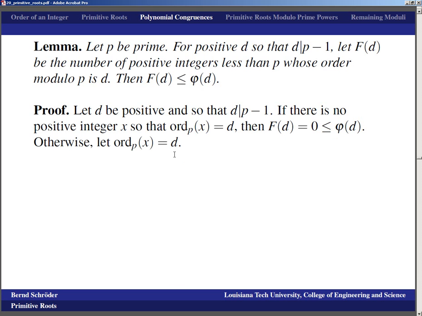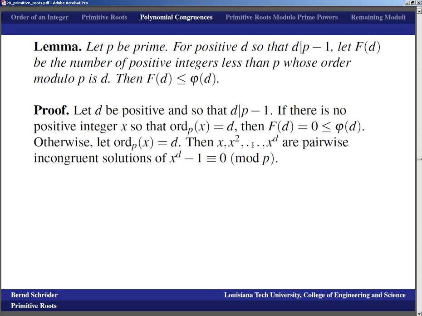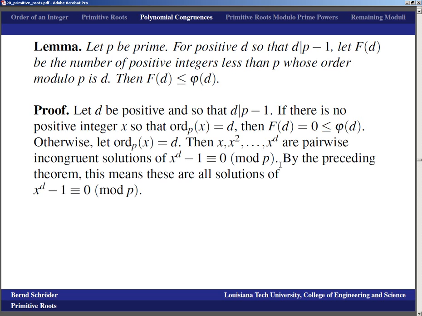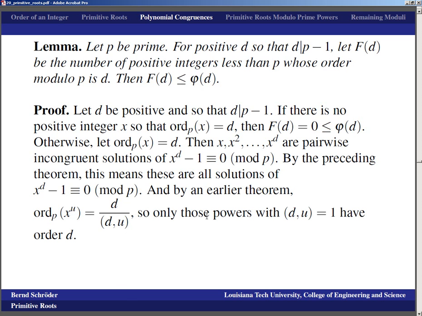Otherwise, when the order of x is d, well then x squared and so on, they're all pairwise incongruent solutions of x to the d minus 1 is equivalent to 0 modulo p, and by the preceding theorem that means these are all the solutions of x to the d minus 1 equivalent to 0 modulo p. From an earlier theorem we get that the order of x to the u is the order of x divided by the greatest common divisor of the order of x and u, so the greatest common divisor of d and u in the denominator and d in the numerator.